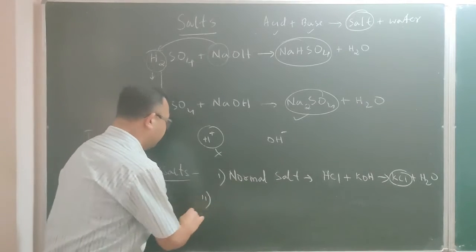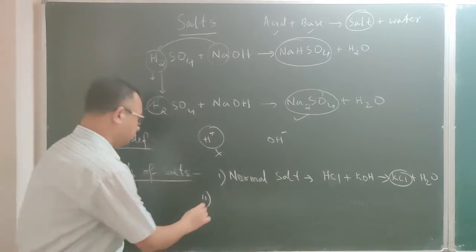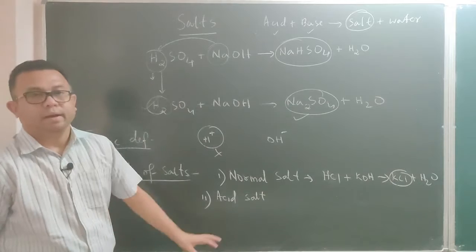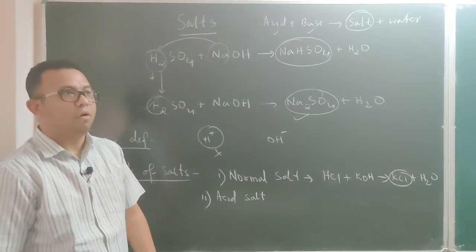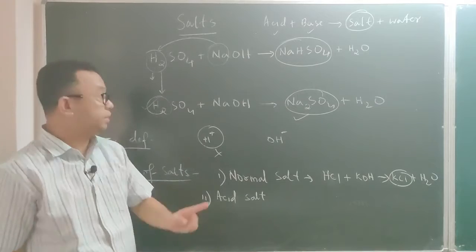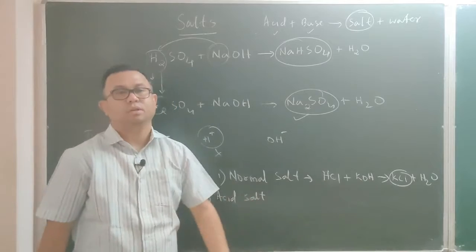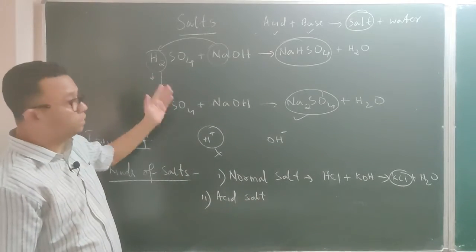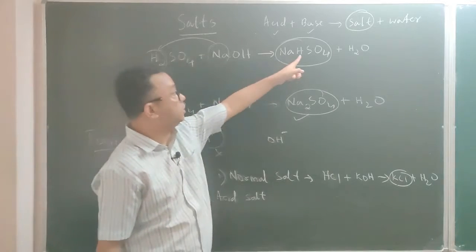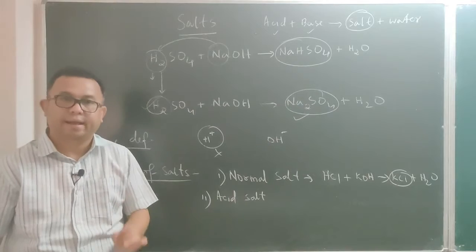Then going on to the second kind of salt, let's call it acid salt. What is an acid salt? Acid salts are those salts which are formed by partial replacement of hydrogen ion. Partial replacement. 2 hydrogen were there, so out of 2 hydrogen, only 1 hydrogen is replaced. Out of 3 hydrogen, maybe only 1 hydrogen will be replaced, or maybe 2 hydrogen will be replaced, but there will still be some hydrogen left in the salt. Such kind of salt is what is called acid salt.